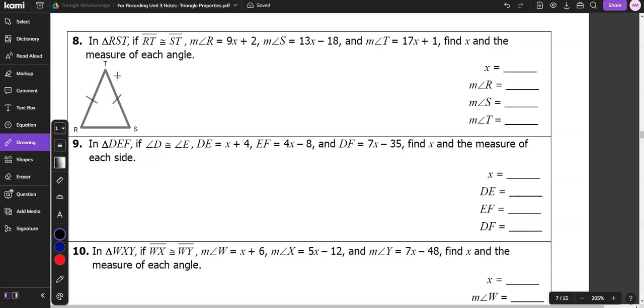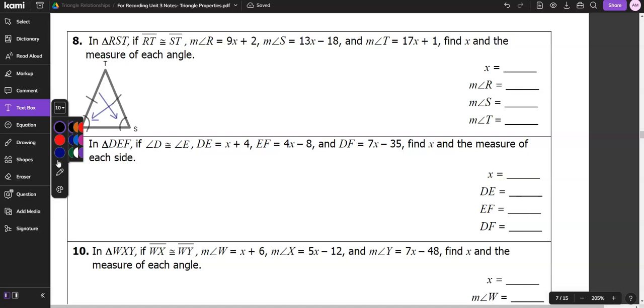And again, because RT is congruent to ST, that means angle S is congruent to angle R, because they are opposite the congruent sides. So that gives us a lot of the information that we're going to need for this problem. So measure of angle R and measure of angle S will give us the information to solve for X. And then we will use X to determine the measure of angle R and S, and then the measure of angle T. Now remember, we only have to do R or S once we have solved for X, because they are congruent.